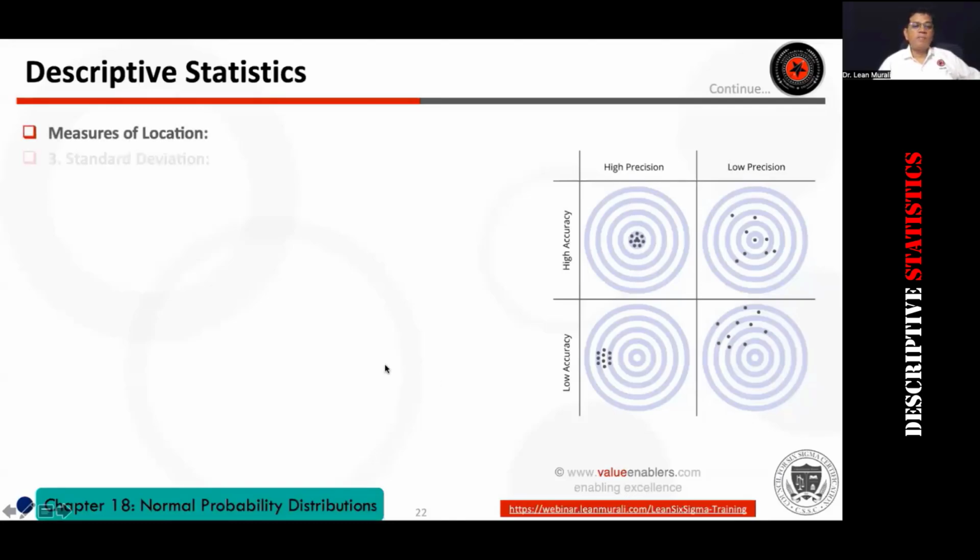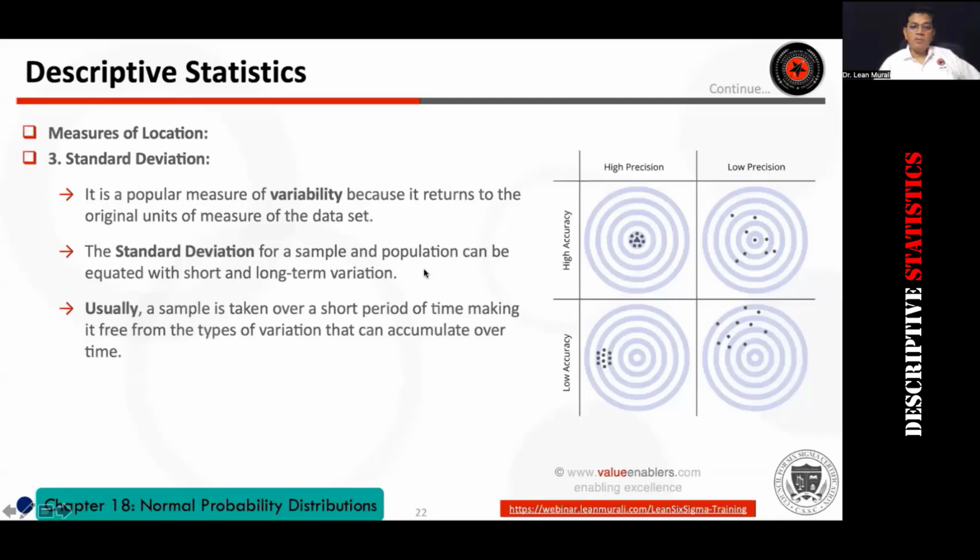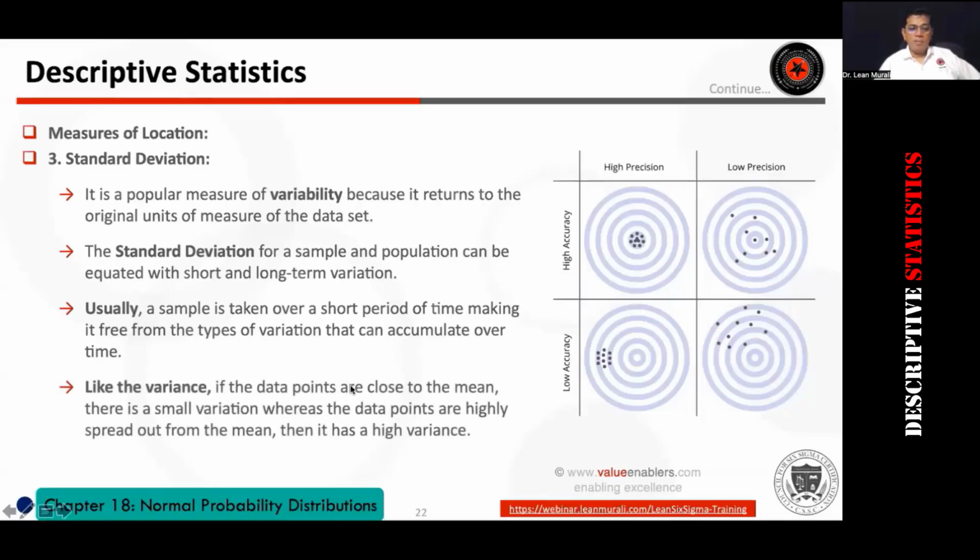There is a lot of active participation today. So it is the most popular measure of variability. Standard deviation for a sample and population can be equated with short-term and long-term variations. Usually a sample is taken over a short period of time, making it free from types of variation that accumulate over time. Like variance, if data points are close to the mean, then small variation. Don't worry about that. It is just saying that whenever you take samples in the short term, the variation is less. If you take samples in the long term, the variation is more.